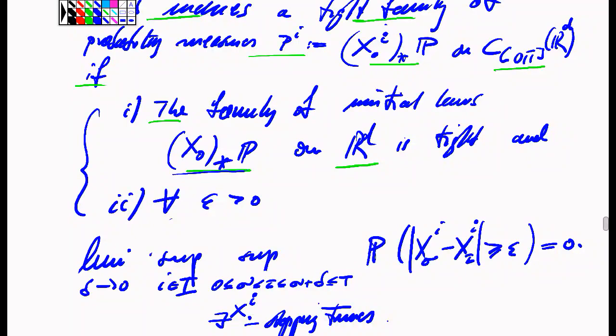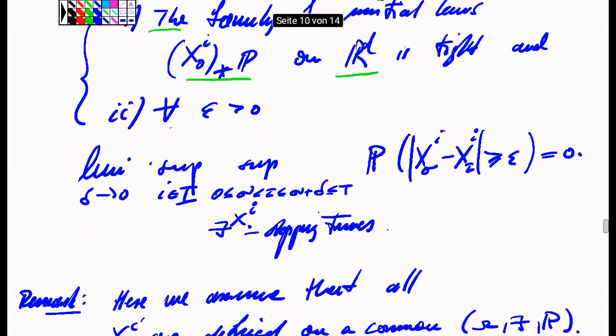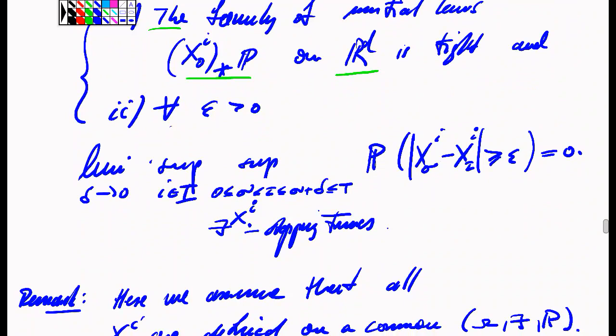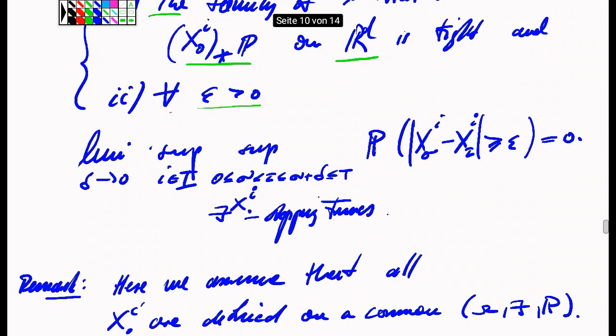Number one, we want to check that the collection of initial laws of these probability measures, or these stochastic processes to be precise, is tight in its own right. And the second condition we want to check is slightly more complicated to formulate. Namely, we want to make sure that for all possible tolerance levels epsilon, the following uniform convergence in probability holds true.